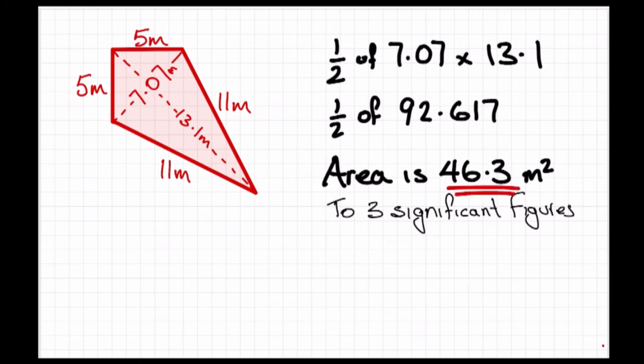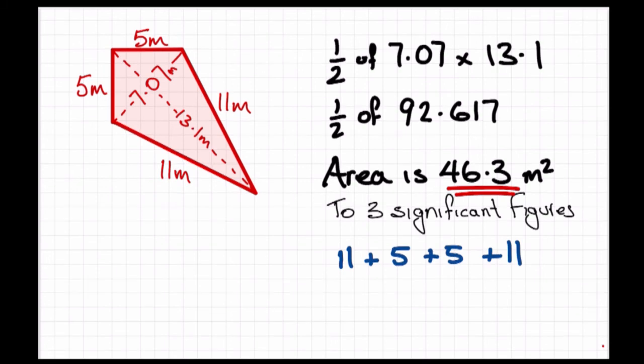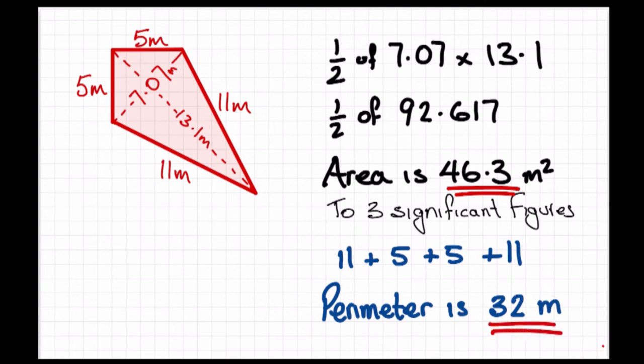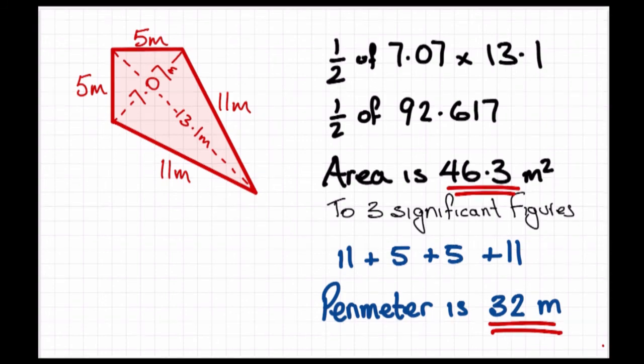On this occasion, we can work out the perimeter as well. So that will be 11 plus 5 plus 5 plus 11. So we'll add the 11 and the 5 together to get 16, and then double it to get 32. So the perimeter is 32, and that will be in meters because it's a length. It's the distance all the way around. Okay, over to you.